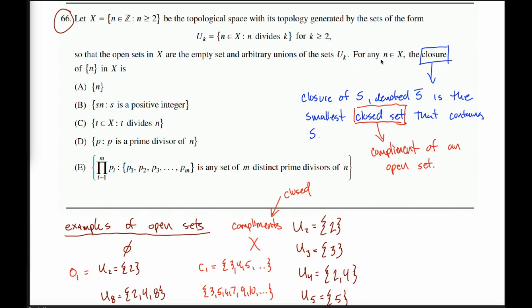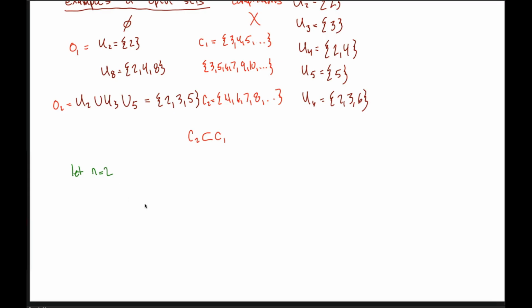What the question asks is, for any element of this set, so any integer greater than or equal to 2, what is the closure of the set containing only that element? Well, maybe we start with an example. Let's let n equal 2. So then we need to find the closure of the set that only contains the element 2.